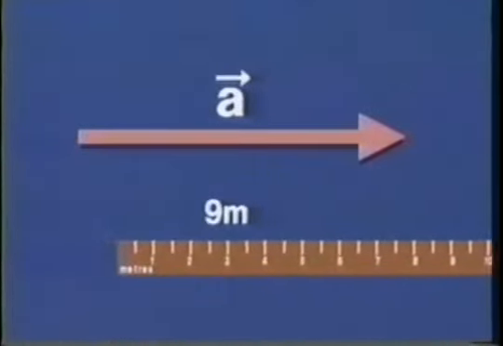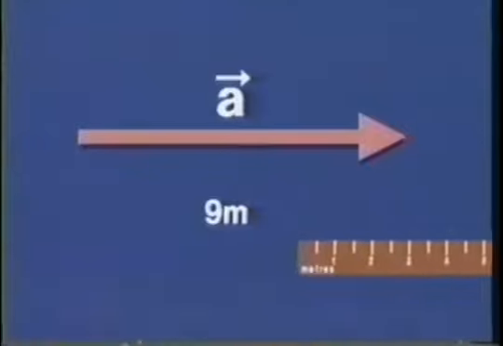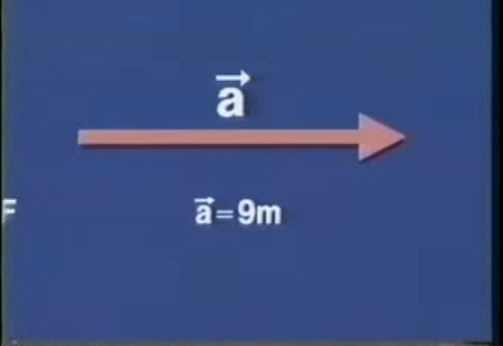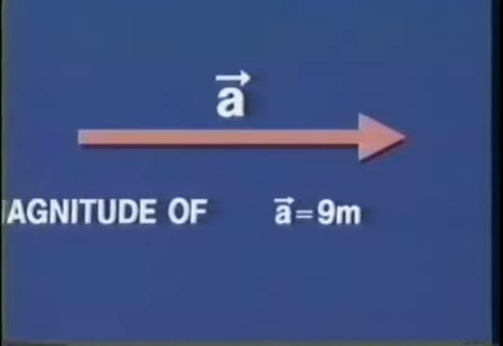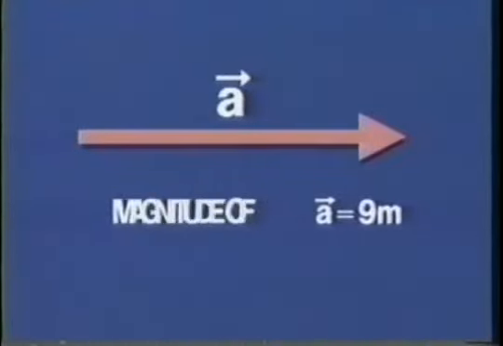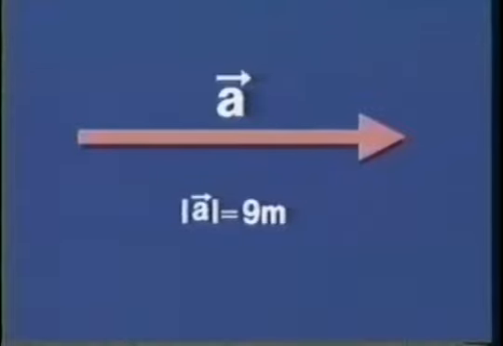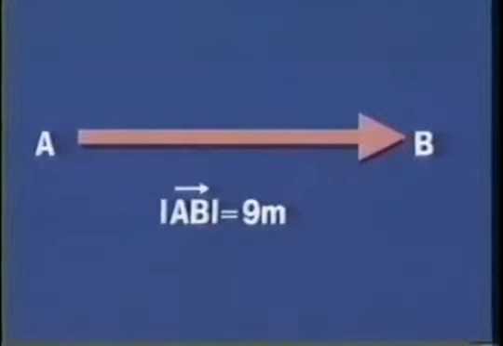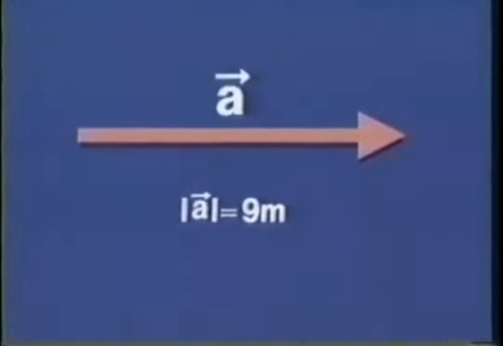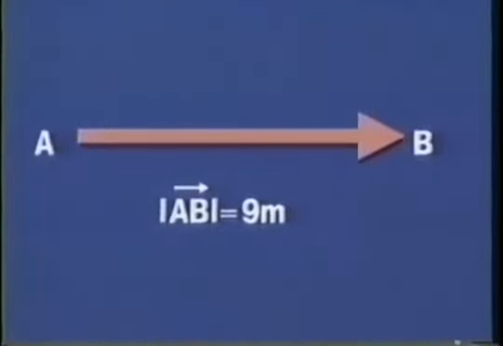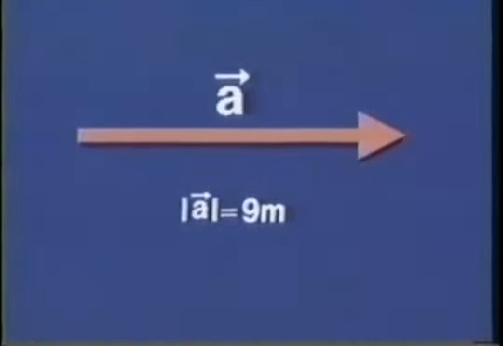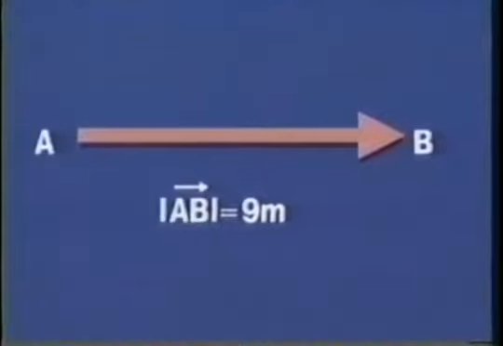Sometimes we may only want to refer to a vector's magnitude. Vector A has a magnitude of 9 meters. 2 vertical lines on either side of the A mean the magnitude of vector A. Using the initial and terminal points, the vector's magnitude is described this way. Understanding vectors will keep you on the right track. Otherwise, you may go off the deep end.